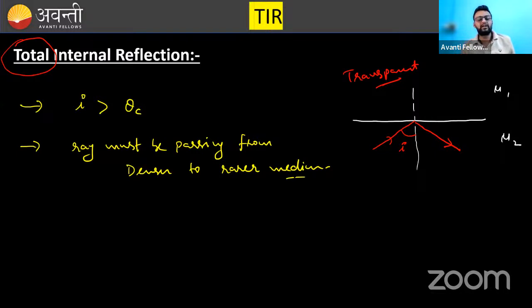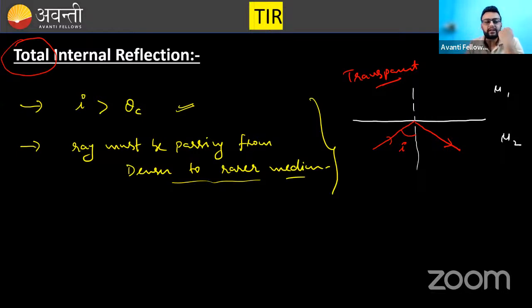This is a very famous condition in which students might get confused. Why is it important? Most of the time the objective question comes with an option like TIR will take place or TIR will not take place. So whether TIR will take place is decided by these two conditions. First condition is the angle of incidence should be greater than the critical angle, and second condition, the ray must be traveling from denser to rarer medium. Till now everything is clear.